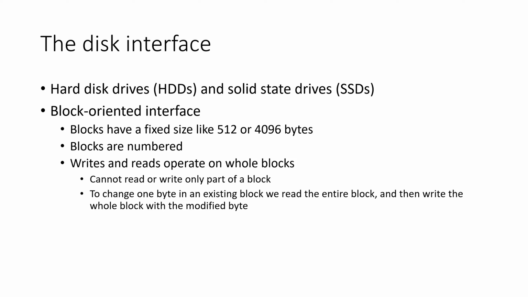Both hard disk drives, like the spinning ones, and solid state drives have a similar disk interface. These devices are block oriented, which means that we can access fixed size blocks on these drives. And the blocks are numbered. Each block has a number from 0 to a maximum that depends on the size of the disk.